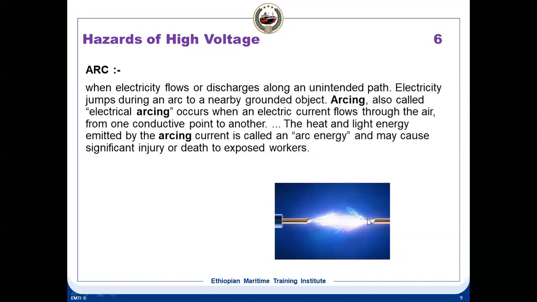Arcing, also called electrical arcing, occurs when the electric current flows through the air from one conductive part to another. The heat and light energy emitted by the arcing current is called arc energy and may cause sufficient injury or death to exposed workers. Even a normal arc can cause you injury.